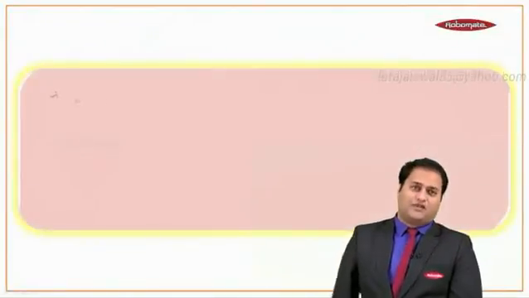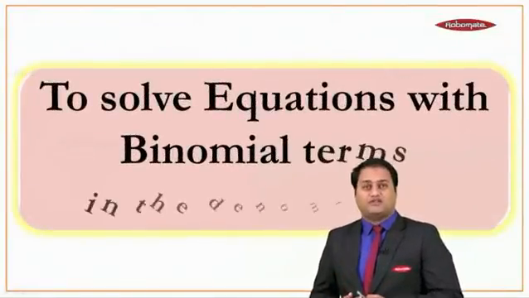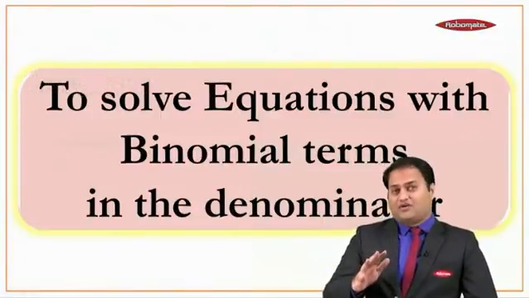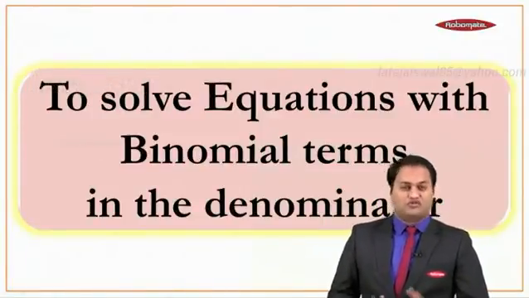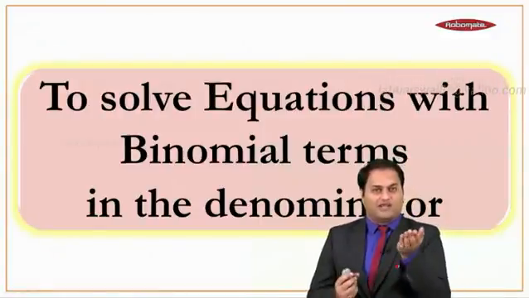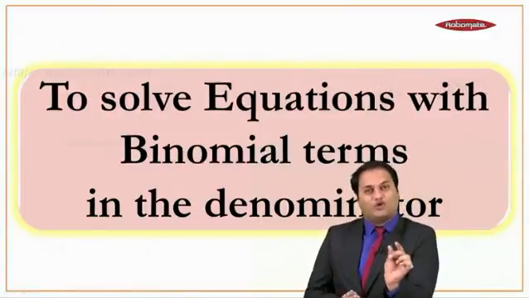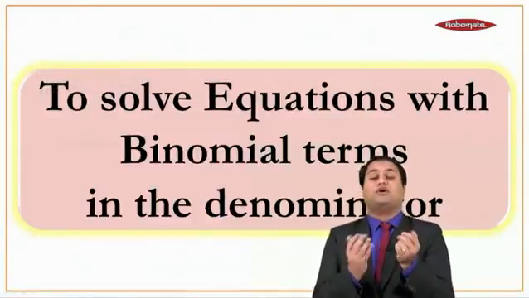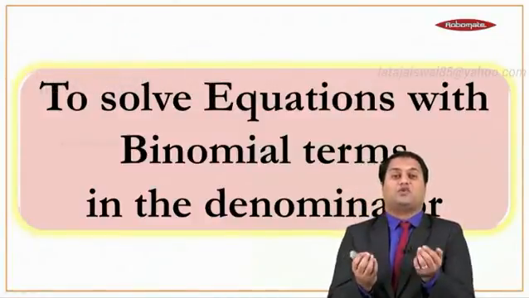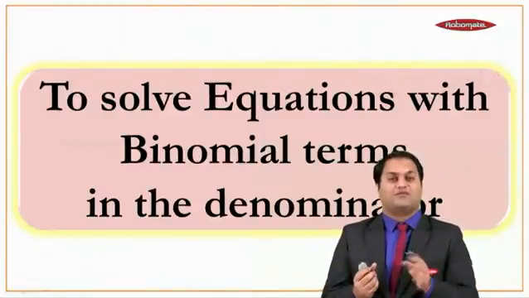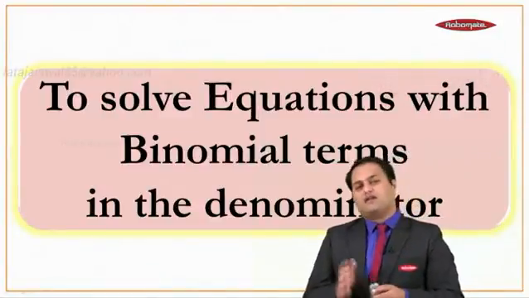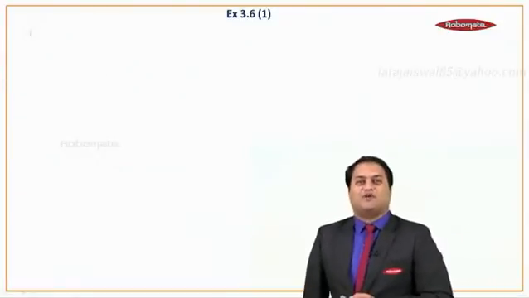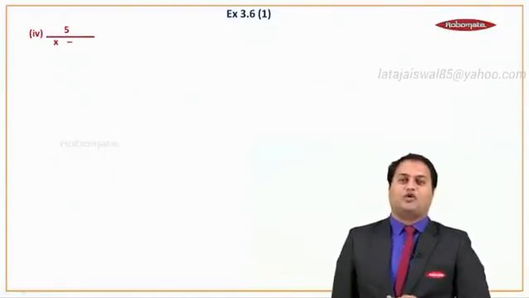Let's start with how to solve equations with binomial terms in the denominator. As of now, whatever sums we saw, there was only one term in the denominator, either x or y or 2x, monomial terms. Now what happens when there are binomial terms in the denominator, x plus y, x minus 5, something of that sort, right? Let's see. Let's start with the sum, exercise 3.6, sum number 1, sub question 4.